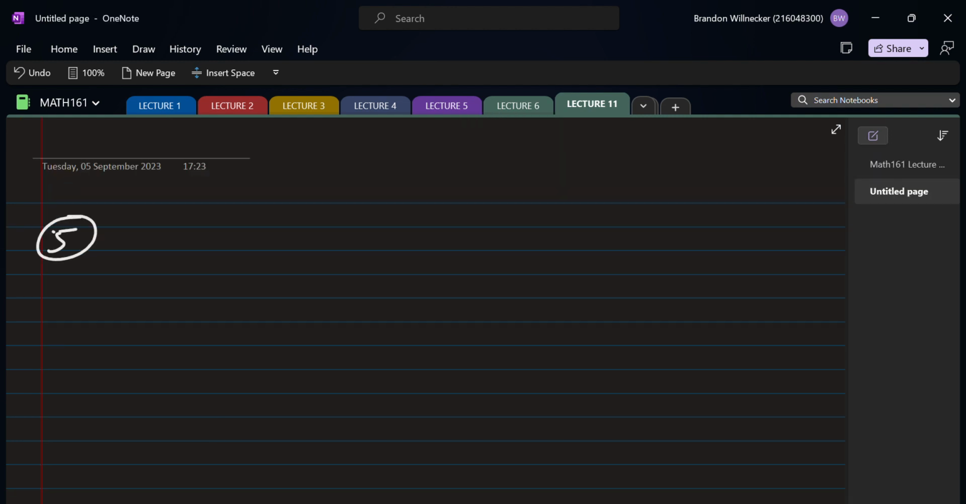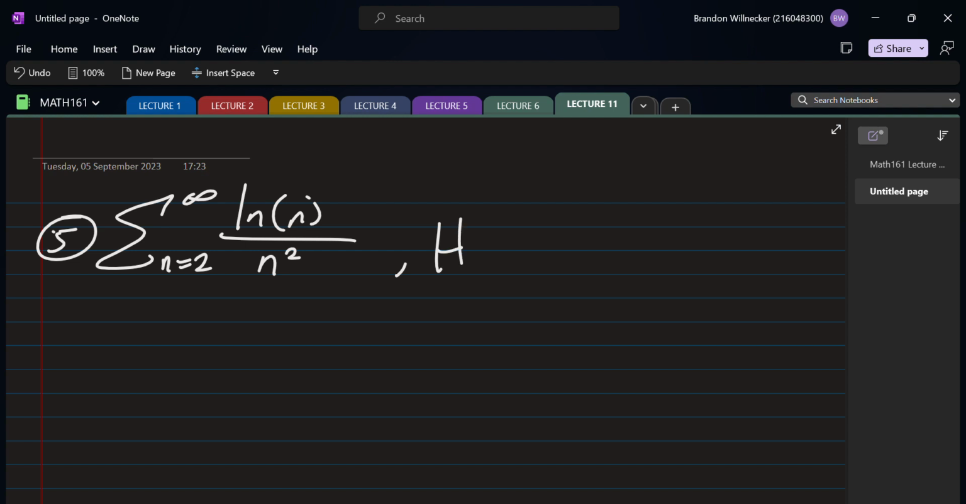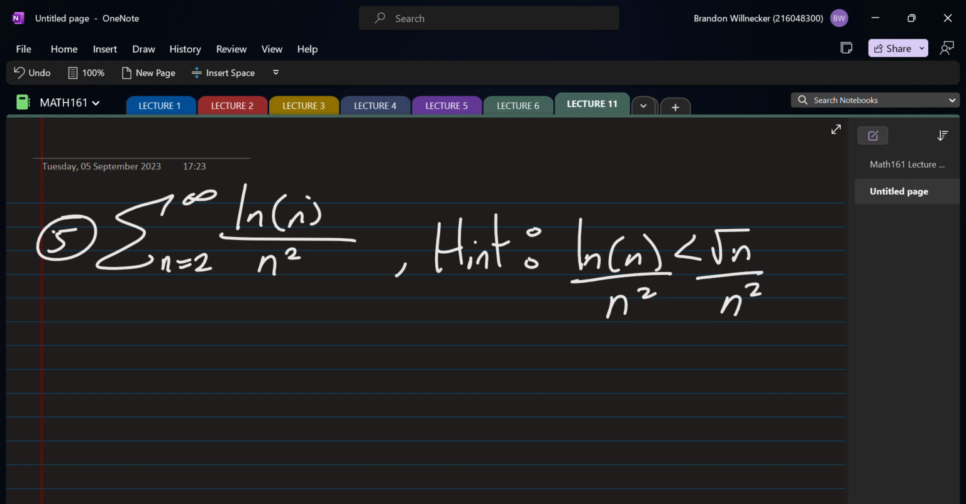Okay, let's look at number 5. So here we have the sum from n equals 2 to infinity of the natural log of n over n squared. And here we've got a hint. Sometimes I will provide a little bit of extra help to help with answering the question. So here we've got the natural log of n is always less than the square root of n. Okay, so we need to use this hint in our calculation. So since we've got the natural log of n is less than the square root of n as the hint, note how it relates to what we've got here. We've got the natural log of n over n squared. So to get from the hint to what we have here, we need to divide both sides by n squared. Now, n squared is always positive, so the inequality remains the same.